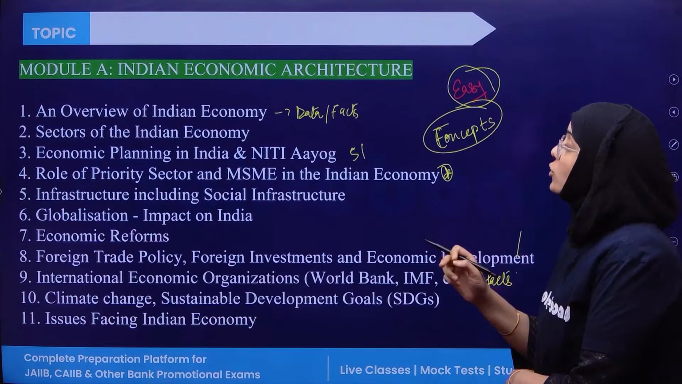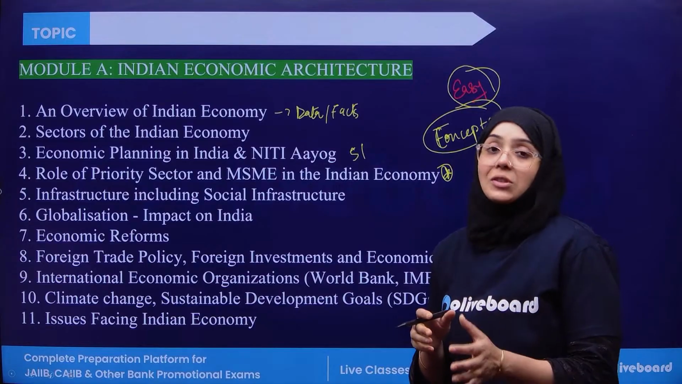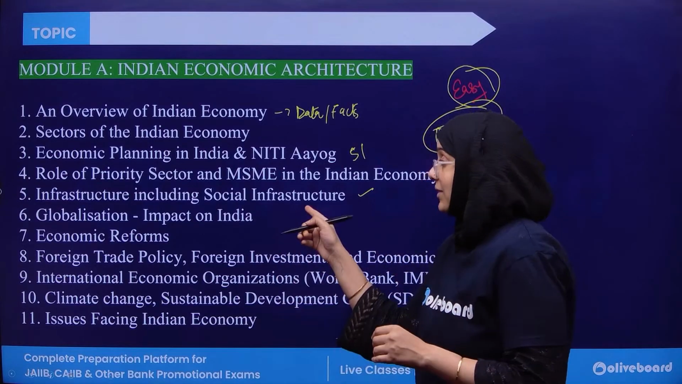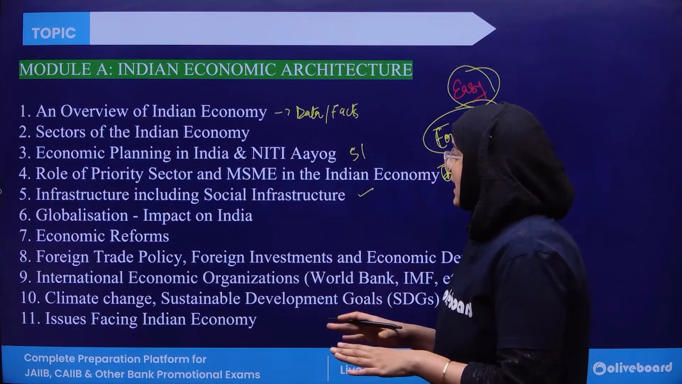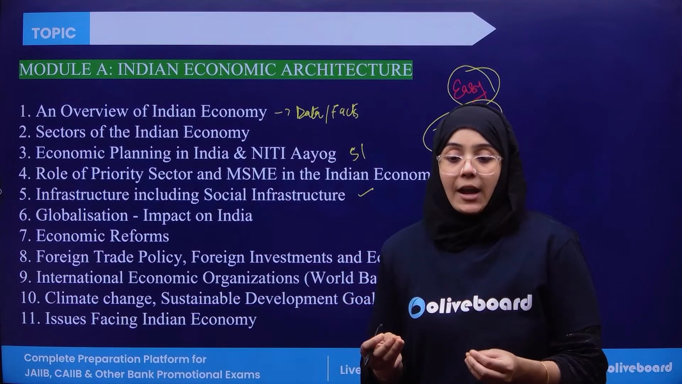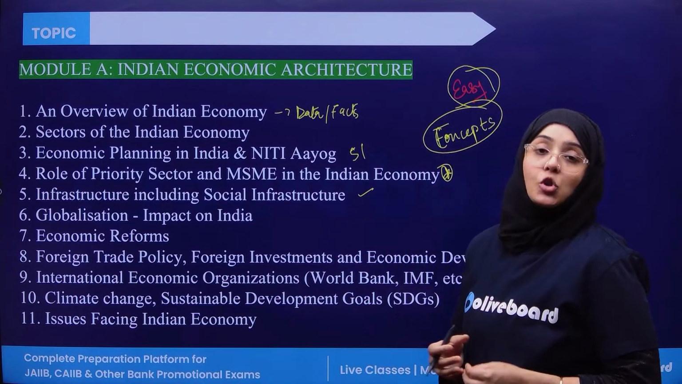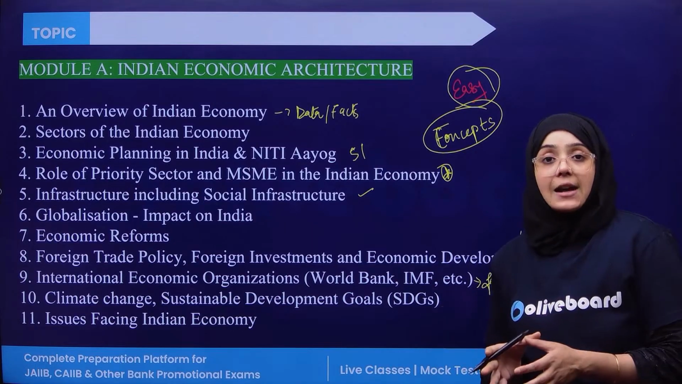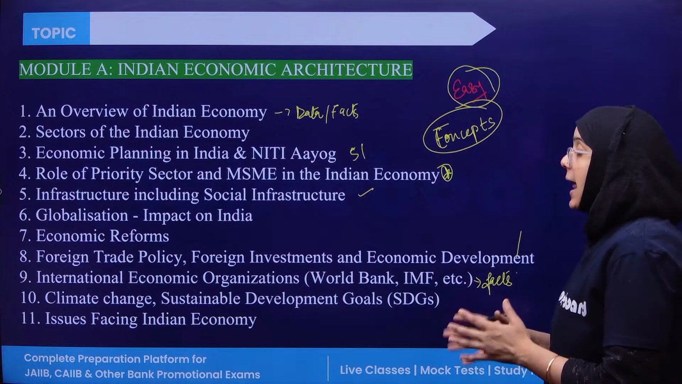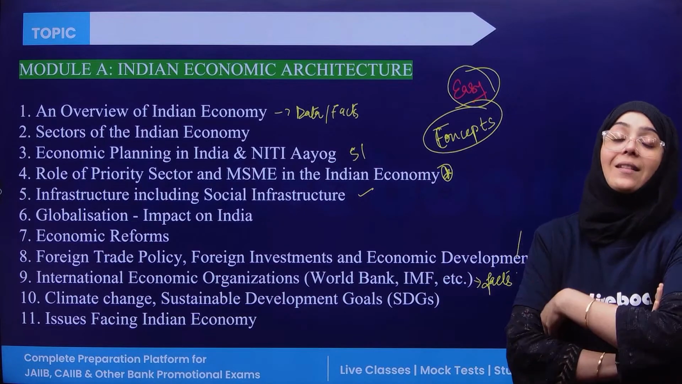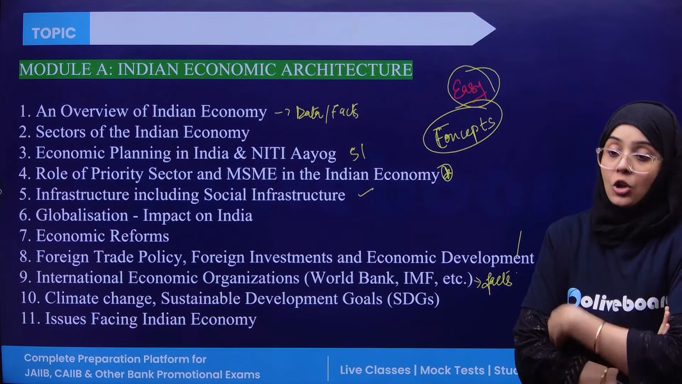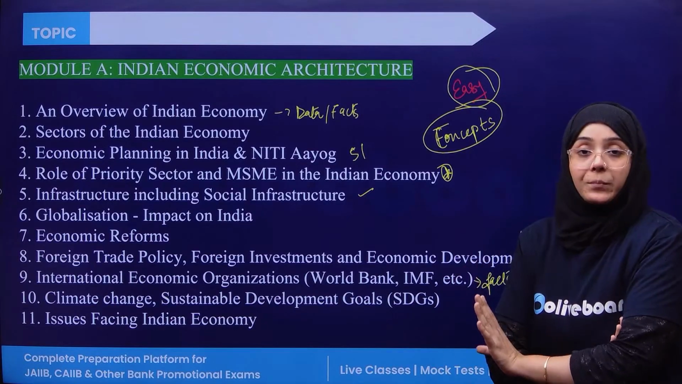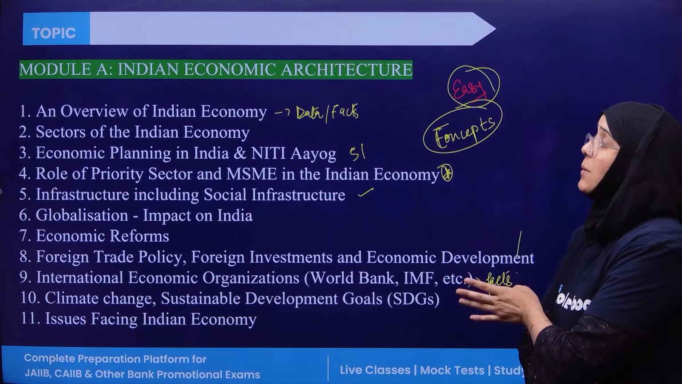When we talk about infrastructure, a lot of questions were seen from this topic, so don't miss out on it. Then globalization, very easy. Economic reforms, where we talk about the LPG policy: liberalization, privatization, globalization. Then foreign trade policy, international economic organizations, climate change, and issues facing the Indian economy. These are the 11 units of module A. Very simple, very easy module A.